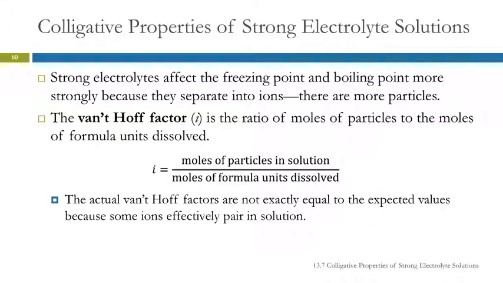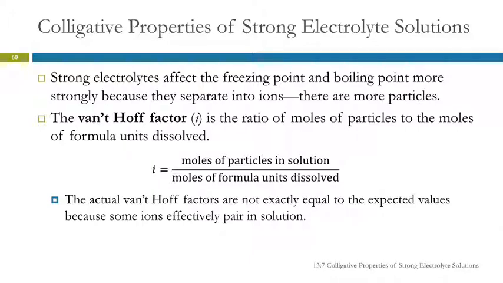So, colligative properties with strong electrolytes. The strong electrolytes separate into ions, so there are more particles. Like sodium chloride has 2 ions per formula unit, we would expect there to be twice as many particles. It's not quite that simple. So the Van 't Hoff factor gives us the ratio of moles of particles to the moles of formula units dissolved. And so it's sort of a correction factor.